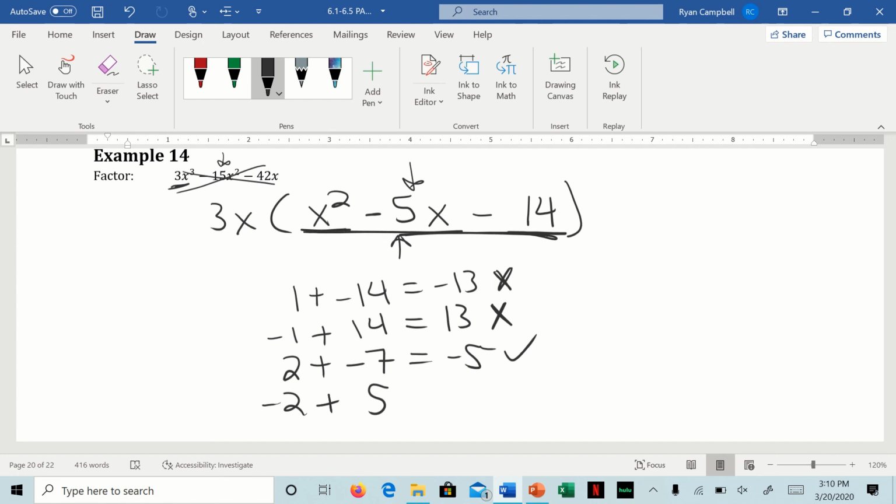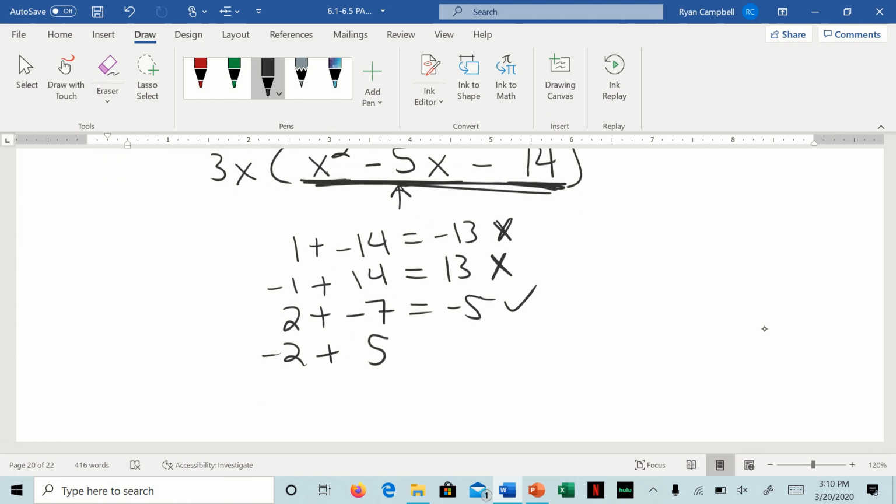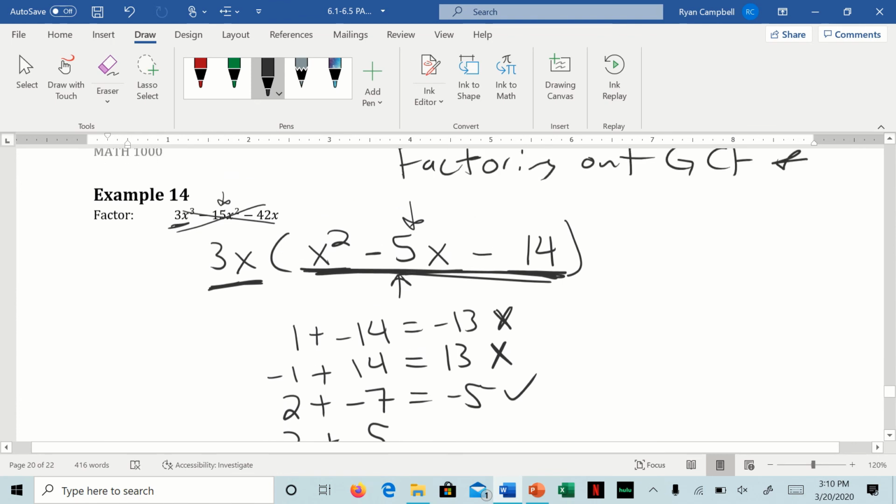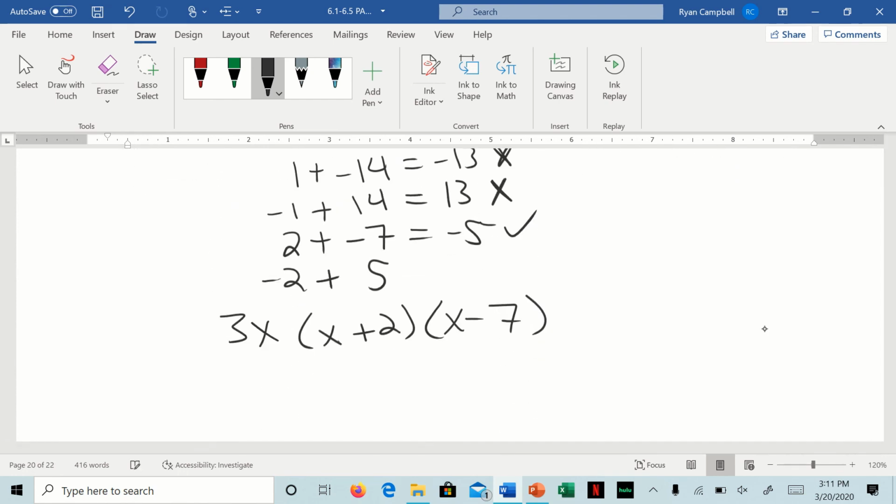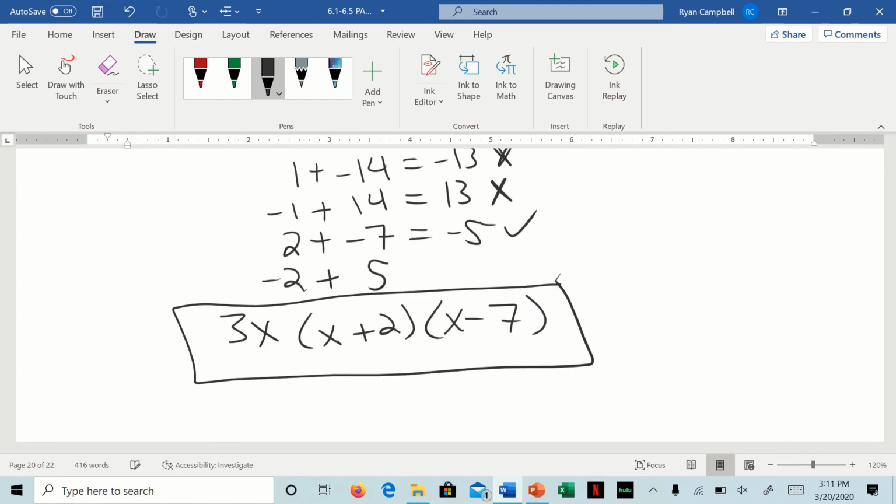So we can factor this into what? What can we factor that out into? We can see that it is going to be x plus 2 and x minus 7. However, don't forget, this is super important. When we factor things out time and time again, you have to remember we started with that 3x out front. So we also need a 3x out front for our final answer. Do not forget, that's super important. Make sure if you factor out a greatest common factor, that greatest common factor is also there when you've factored out the final answer.